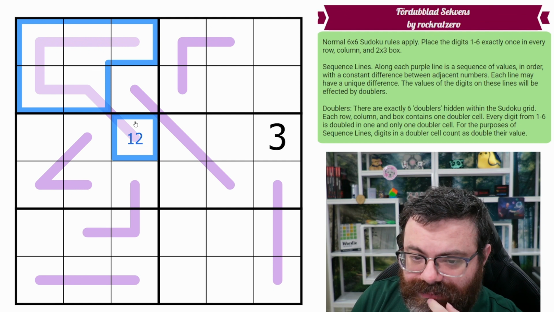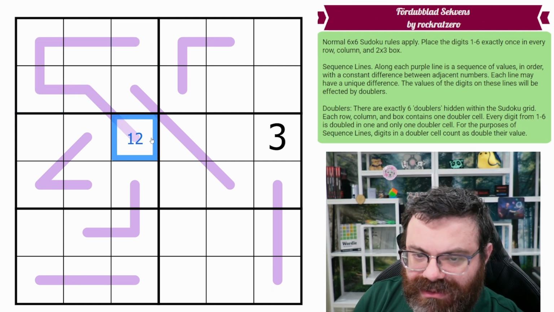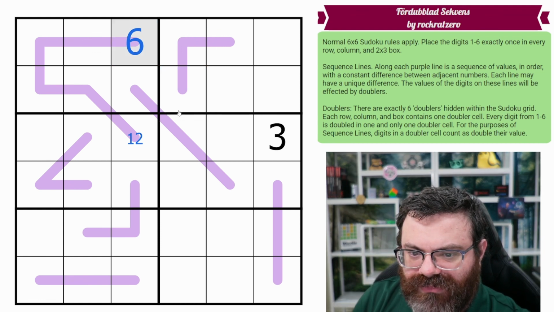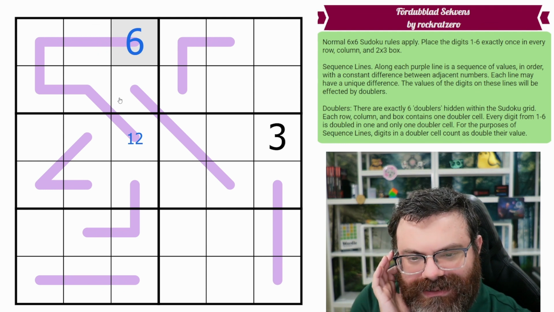And we know that this number is not doubled because it'll either see the doubler here or this doubler. This also sees the whole line other than itself. So this is a 6 and it's not doubled. First digit, 4 minutes in. Okay. I figured it out.